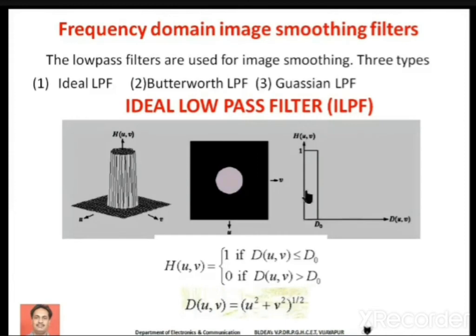So based on this plot, we have written the transfer function of the filter as H of u comma v equal to 1 if D of u comma v is less than or equal to D naught, and 0 if D of u comma v is greater than D naught. And one more thing, what is D of u comma v? How to calculate it: it is simply the square root of u square plus v square. So this is about the plot and the transfer function.